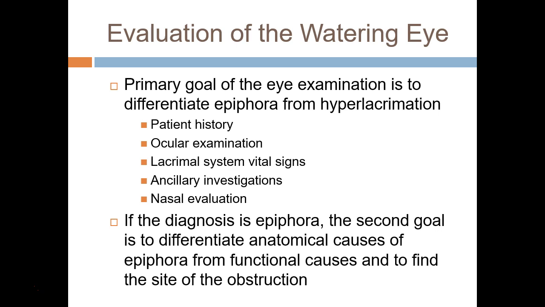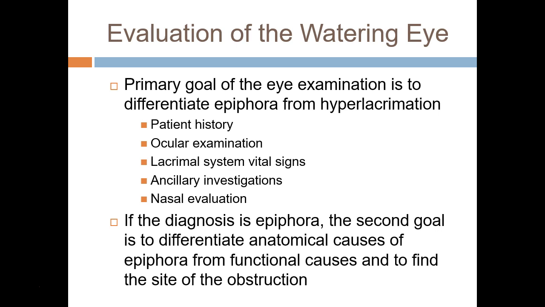So the first thing, of course, is you're going to get the history, the exam. You're going to do all the things you see there on the bullets. And the primary goal is to differentiate epiphora from hyperlacrimation. That's the main goal of the exam, because you can't treat anything until you know what you're dealing with. So you've got to see, are you dealing with epiphora or are you dealing with hyperlacrimation?